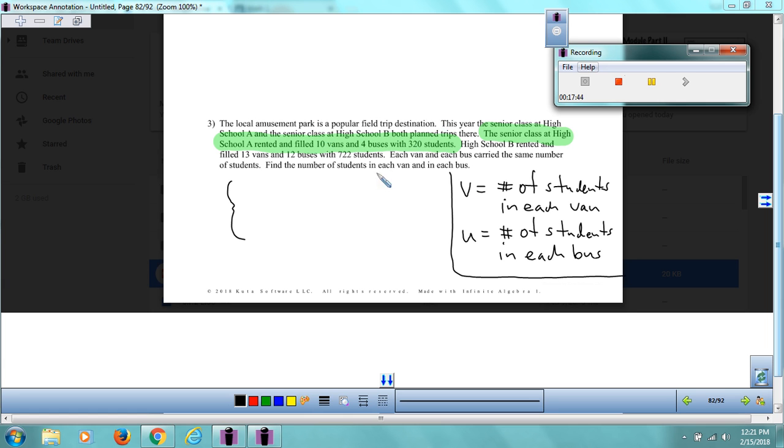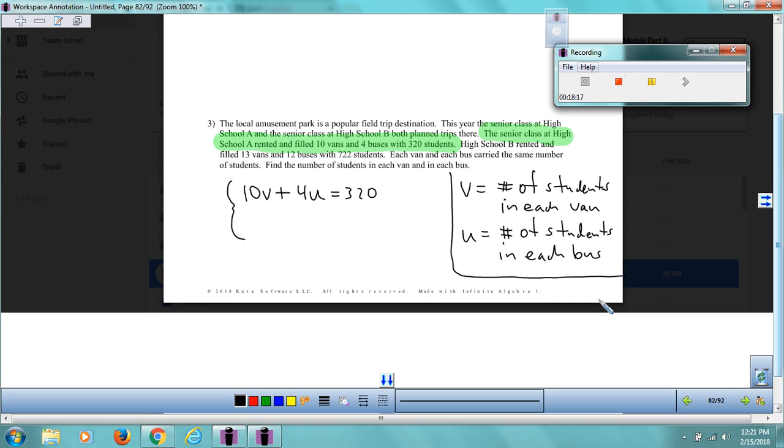So 10 vans. So that means 10 vans with the students on each van. All right, so 10 per van, right? So we have 10 vans, 10 times V would tell me how many students are in the vans. Plus, we have to add up all the students that went on the bus. Well, you can see here they took 4 buses, and they had an equal amount of students on each bus. So that's 4 times the number on each bus, 4 times U, and that was a total of 320 students.